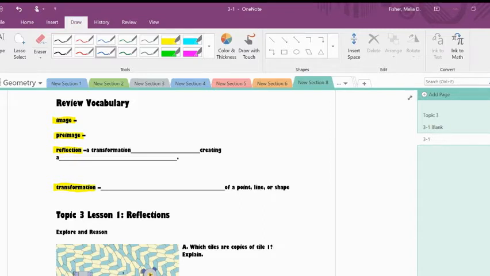transformations. And so it's really important to know that the image is the new shape. So anytime an image is referred to, that is the new shape. The original is the pre-image. So the pre-image is the original. And a reflection transforms across a line creating a mirror image.